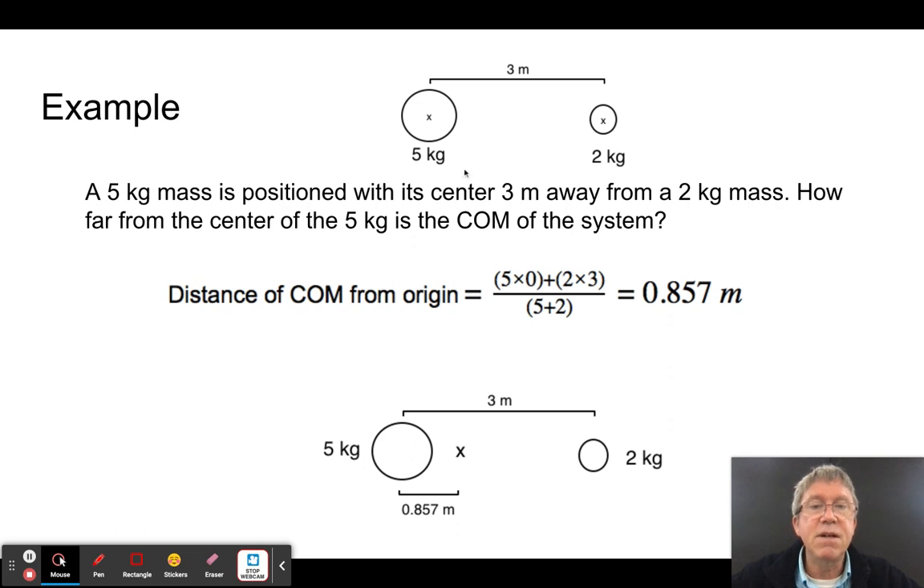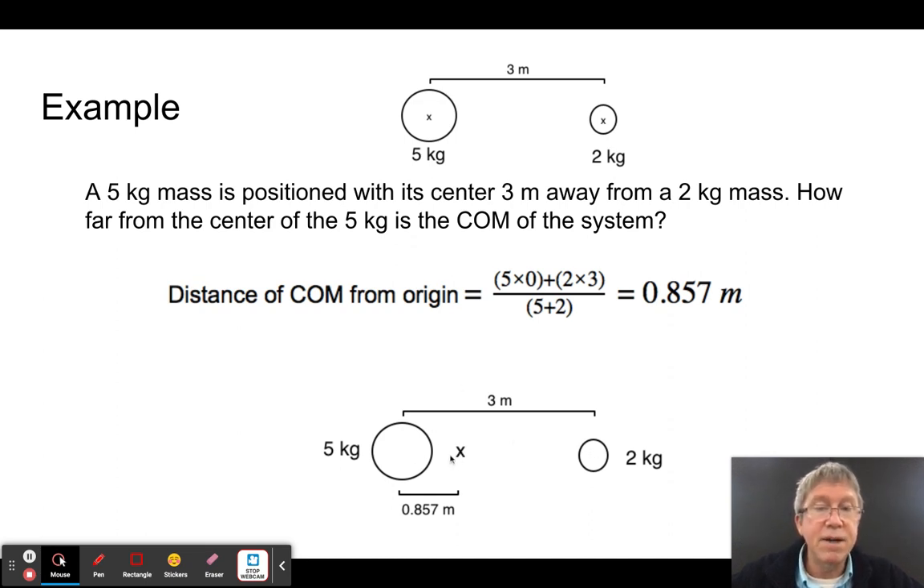I'm going to say 5 kilograms times zero, because its center is 0 meters away from that point, plus 2 kilograms whose center is positioned 3 meters away. So 2 times 3, divided by the sum of the two masses, 5 plus 2. When I say 5 times 0 plus 2 times 3 divided by 7, I get this value here, 0.857 meters. That means the center of mass of this system is located right about here. That's worth noting.